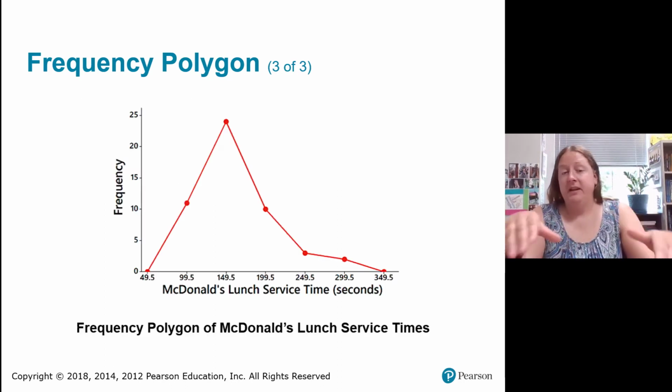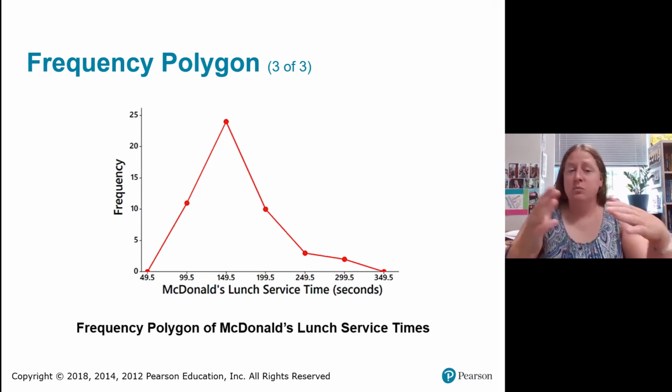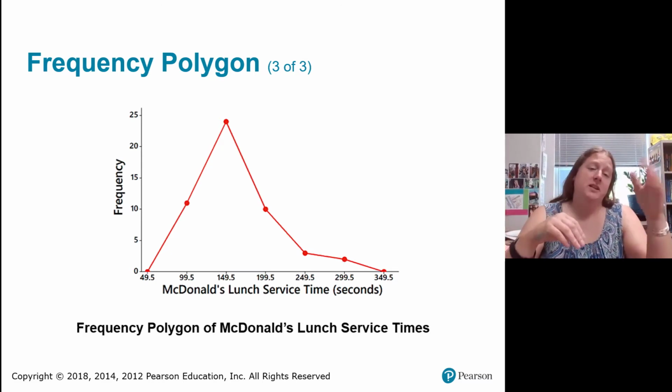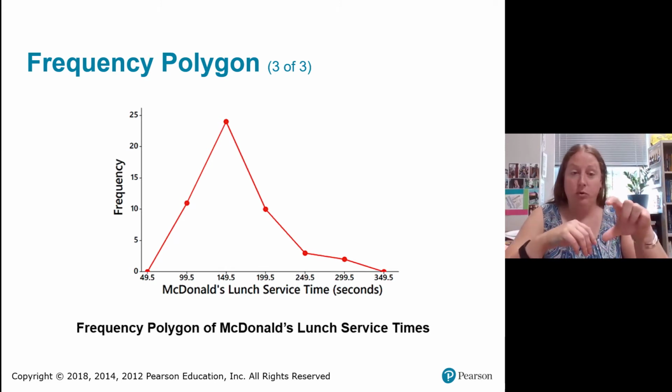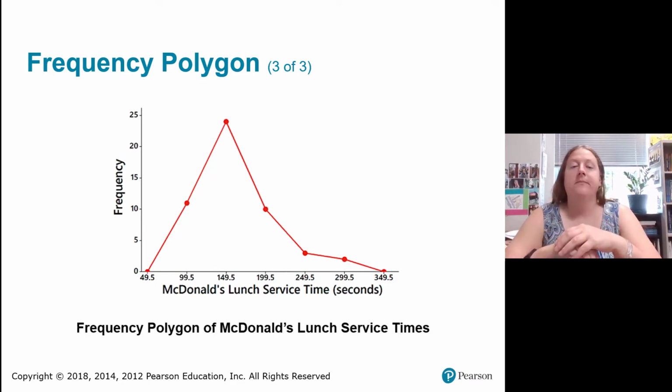So here's a frequency polygon for that McDonald's lunch service time that we've looked at with the histogram. And this is what that frequency polygon would look like. It again draws our attention to that most common midpoint time being 149.5 seconds, and it shows us that tapering off.